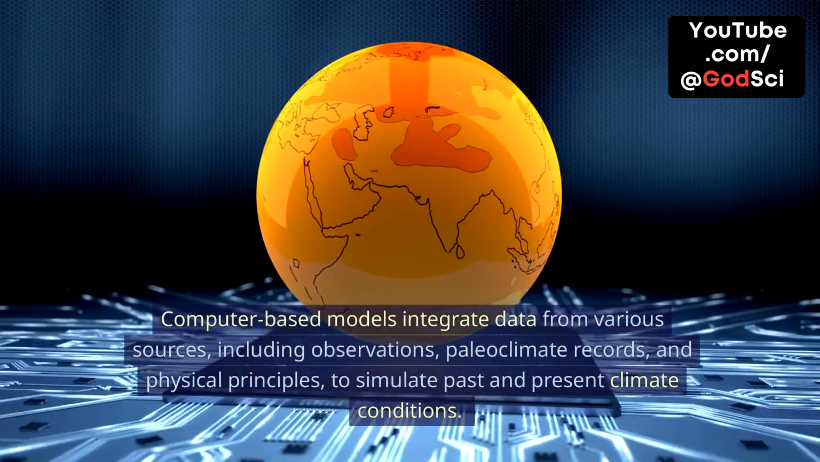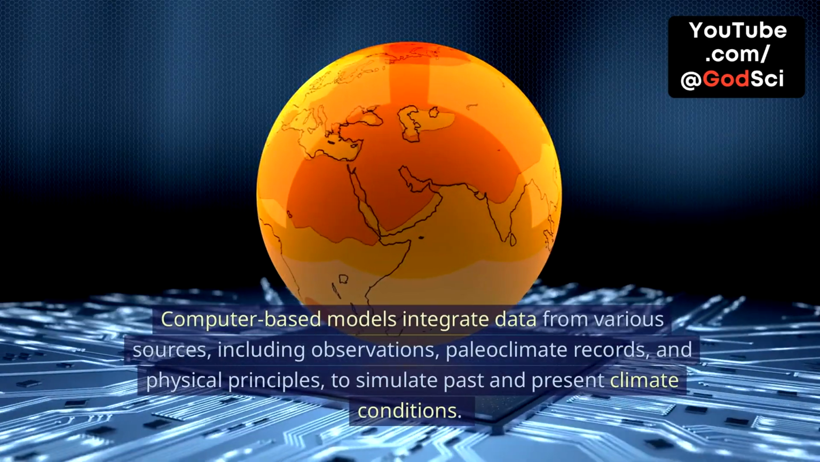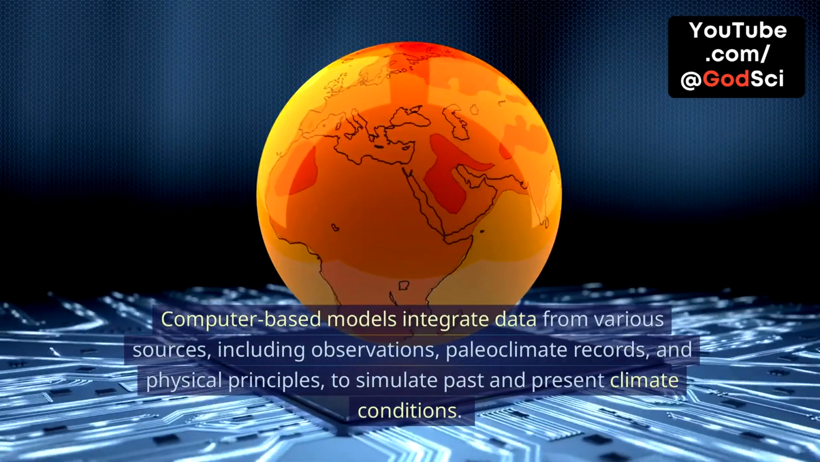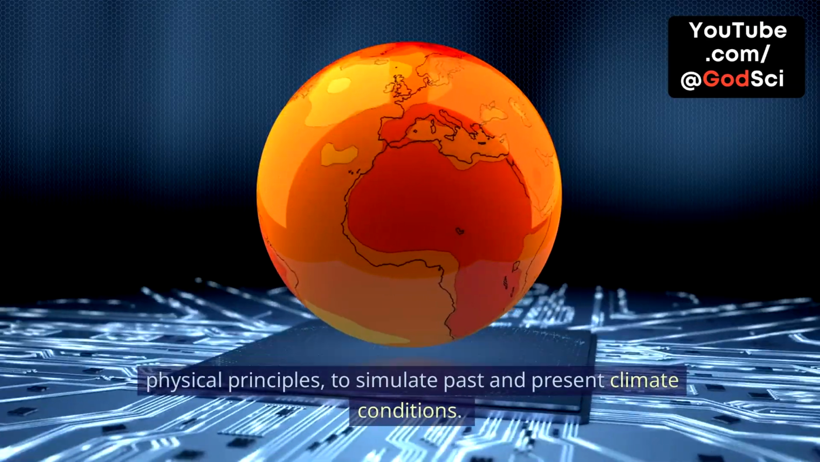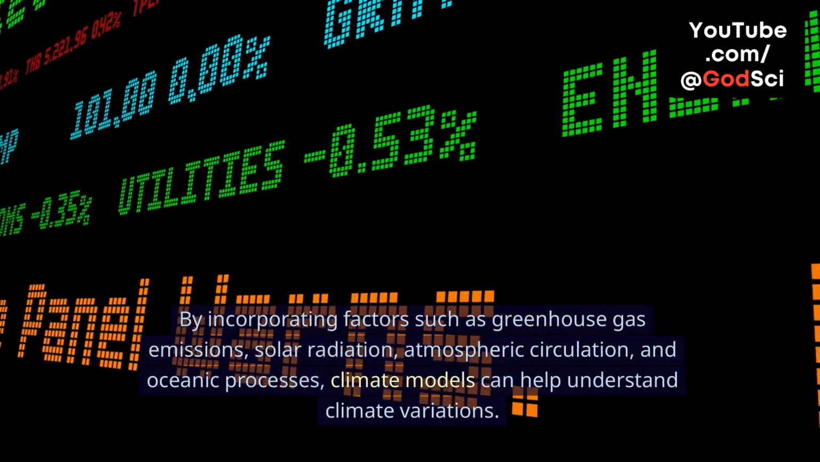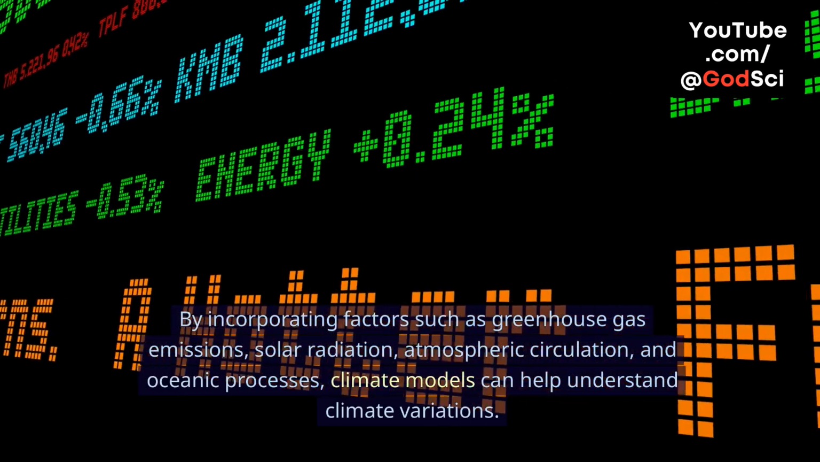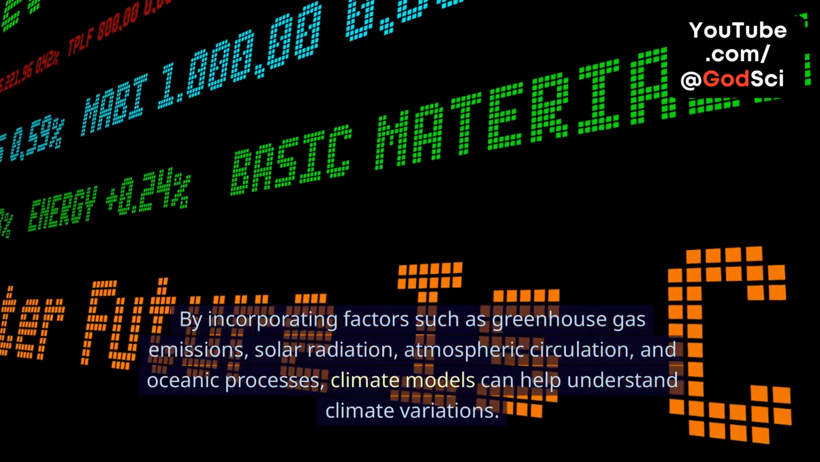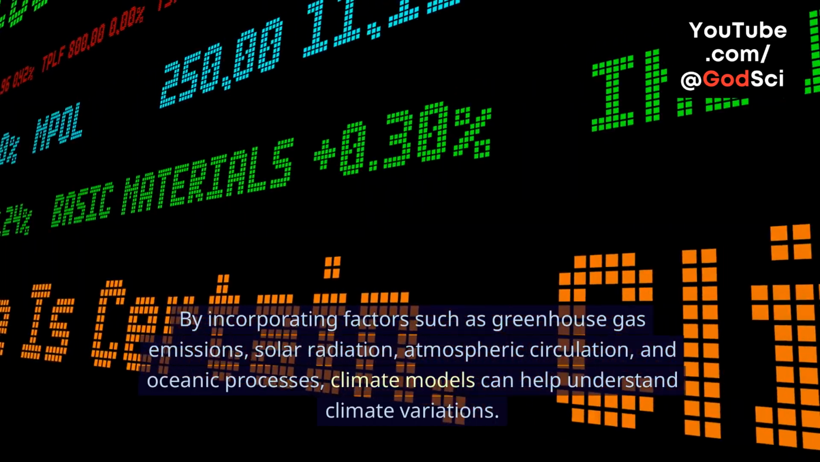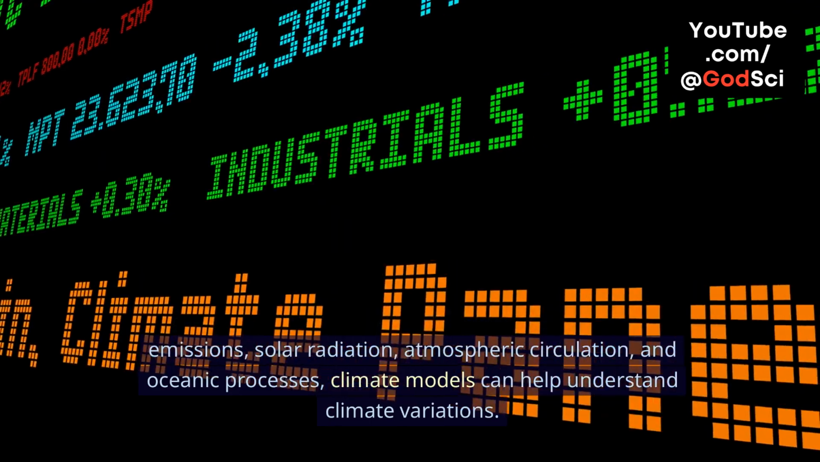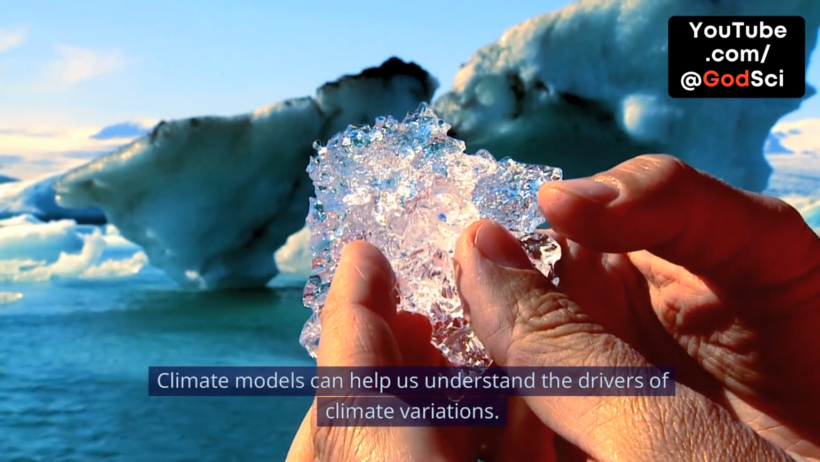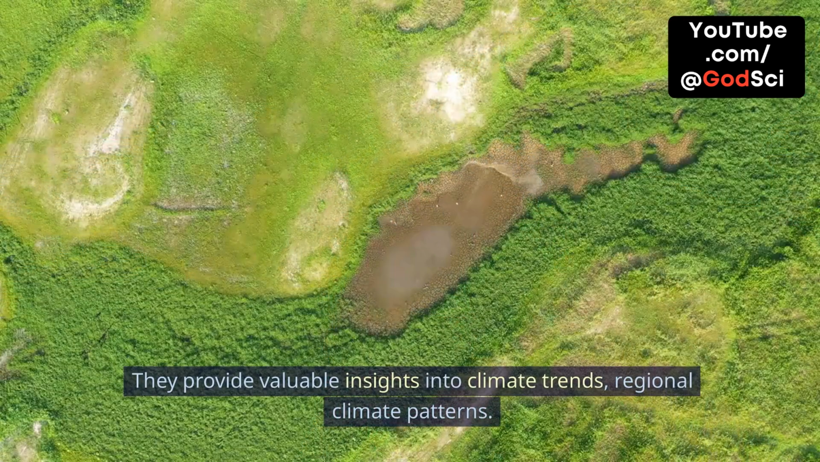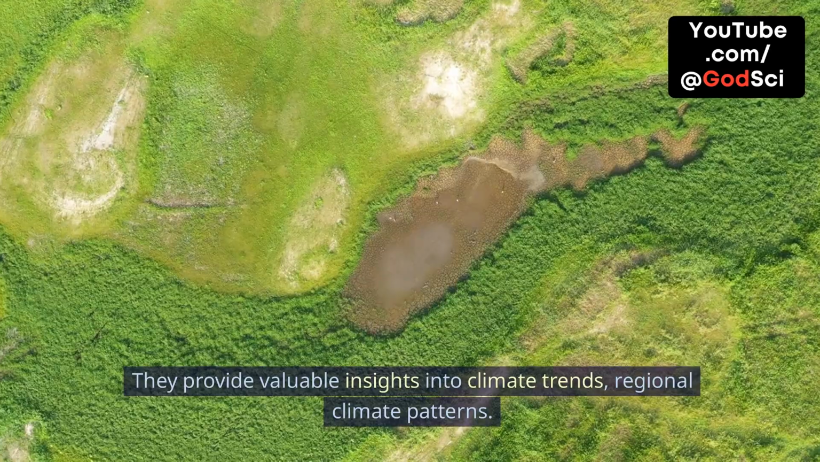Computer-based models integrate data from various sources, including observations, paleoclimate records, and physical principles, to simulate past and present climate conditions. By incorporating factors such as greenhouse gas emissions, solar radiation, atmospheric circulation, and oceanic processes, climate models can help us understand the drivers of climate variations. They provide valuable insights into climate trends and regional climate patterns.